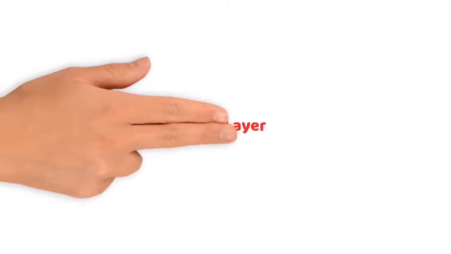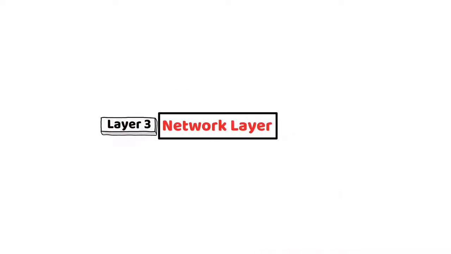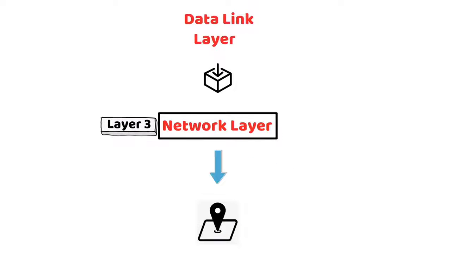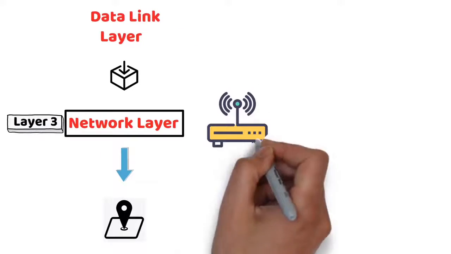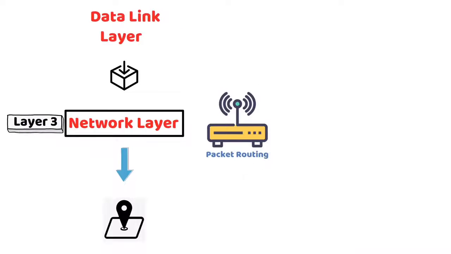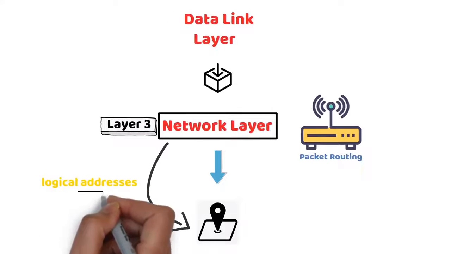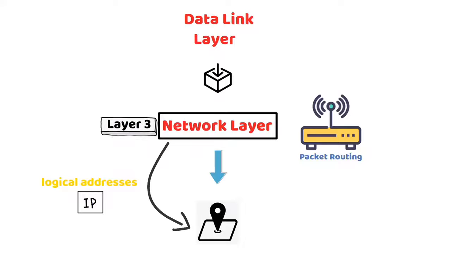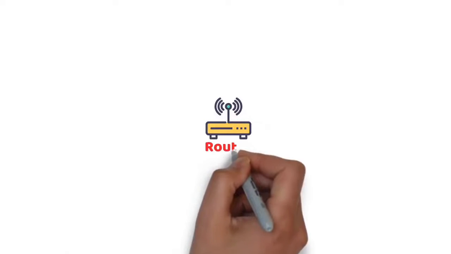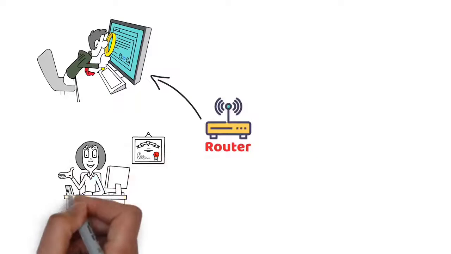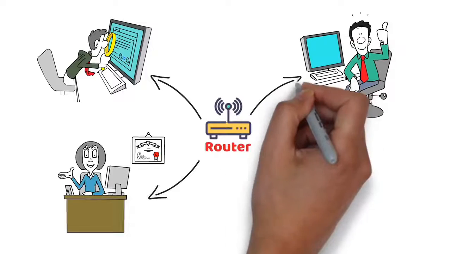Layer 3. Network layer. The network layer receives frames from the data link layer and delivers them to the intended destination based on the addresses inside the frame. It also handles packet routing. The network layer locates destinations using logical addresses like the IP. Routers are a crucial component at this layer as they route information to where it needs to go between different networks.